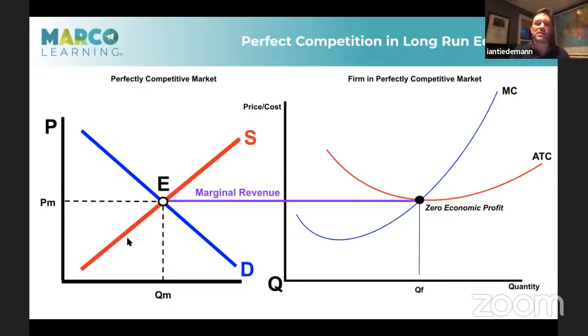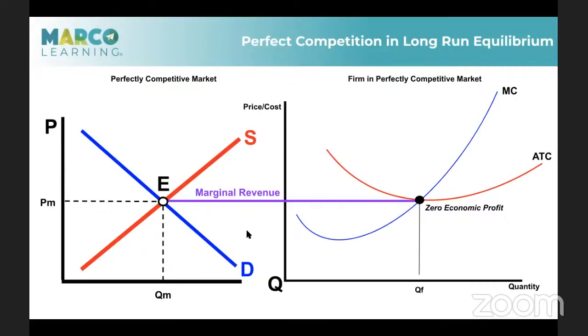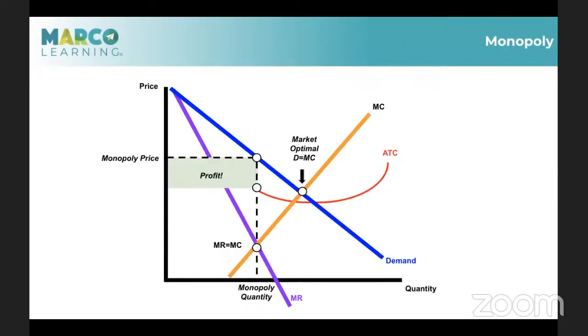So John, this is one of the most important market graphs that students have to know and be able to compare to the others, which is why I'm doing that. So tell me if there's questions and I could stop. None yet, but I'll let you know.